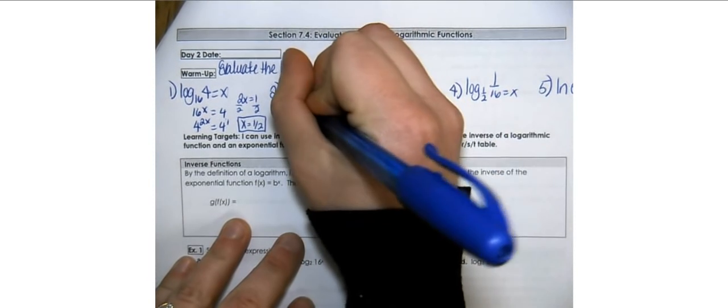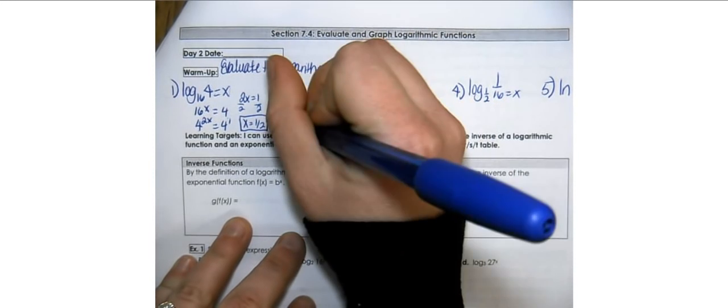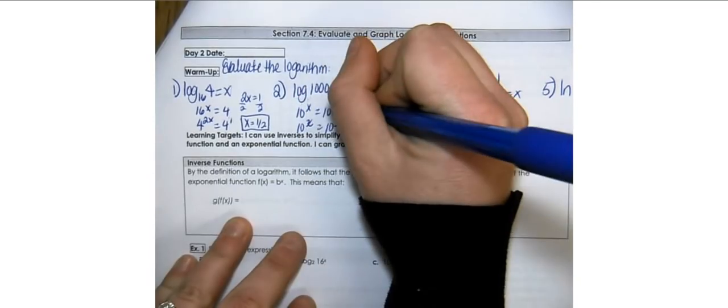Next, whenever you see a log alone, that means the base is 10. So this is 10 to what power is equal to 1,000. So 1,000 is actually 10 to the 3rd power. So we have 10 to the x is equal to 10 to the 3rd. So that is x equals 3.